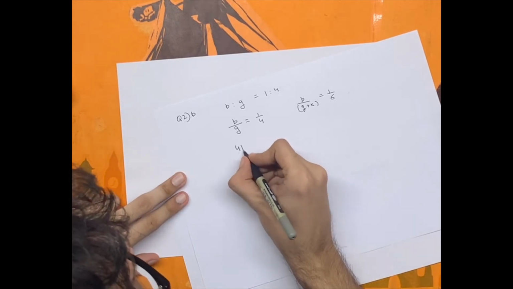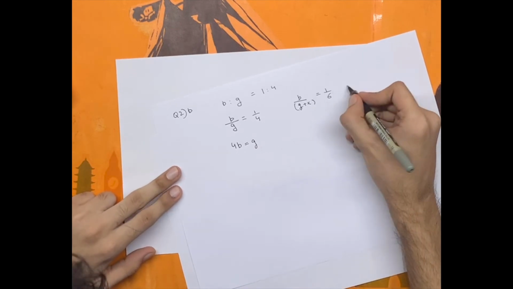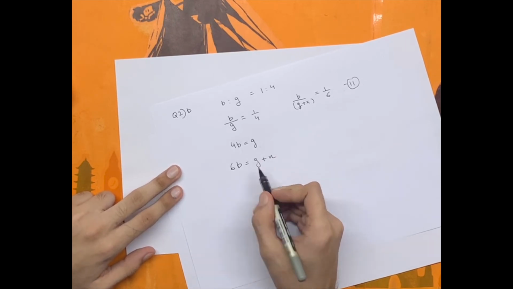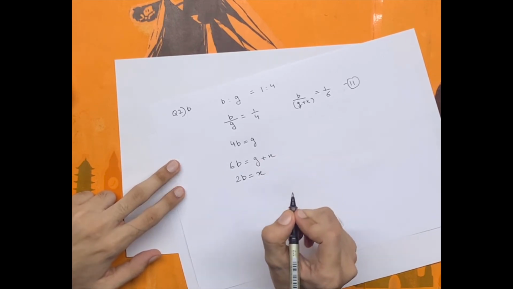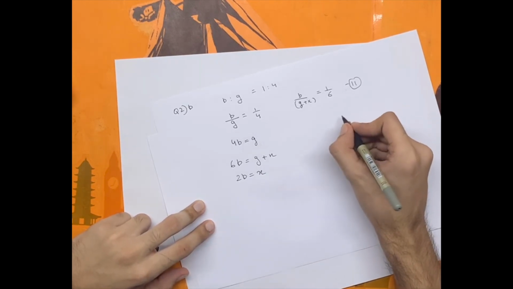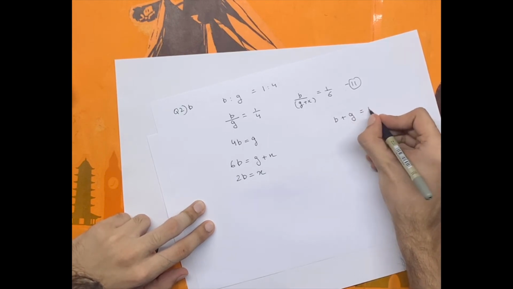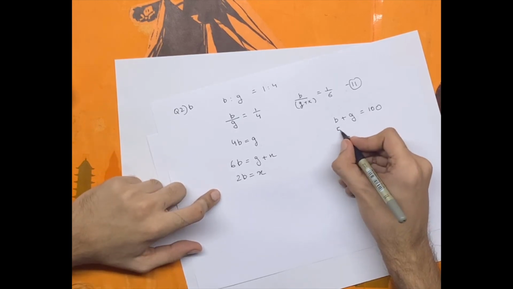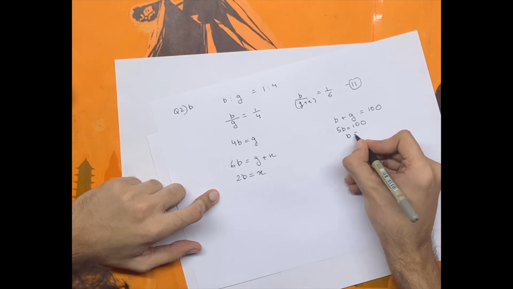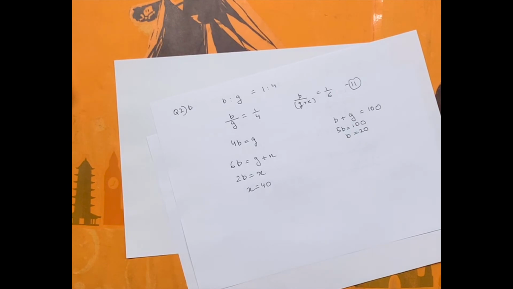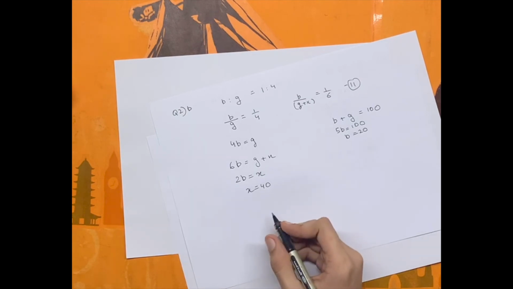So using this, we can get 4b is equal to g. And now using the second equation, we have 6b equal to g plus x. And g is 4b, so we have 2b is equal to x. But because the total number of marbles is 100, we have b plus g equal to 100. And we know 4b is equal to g. That means 5b is equal to 100, b is equal to 20. That means x has to be 40. She has to add 40 more gold marbles so that the ratio between black marbles and gold marbles is 1/6.